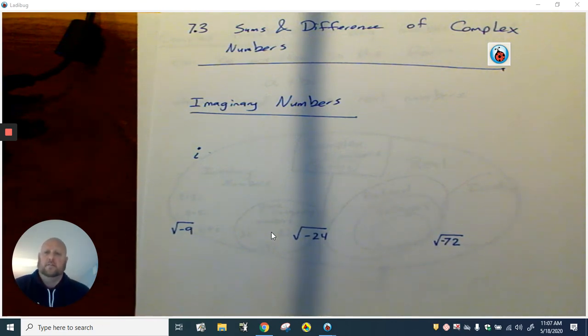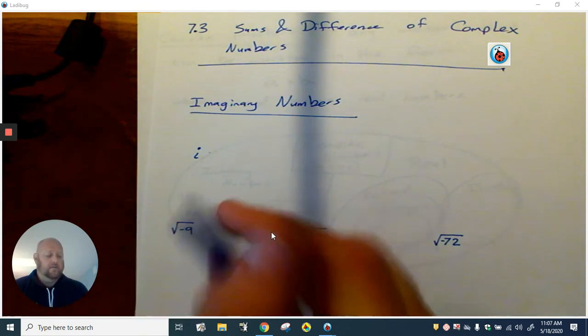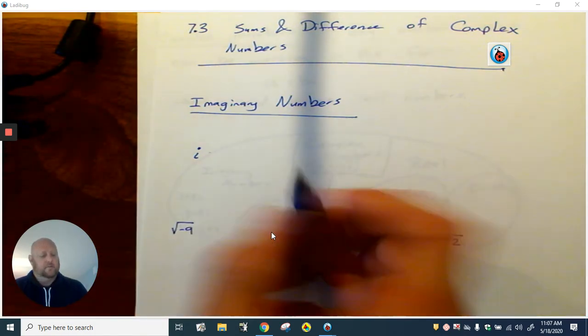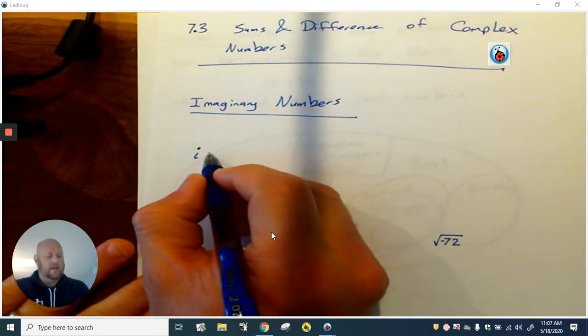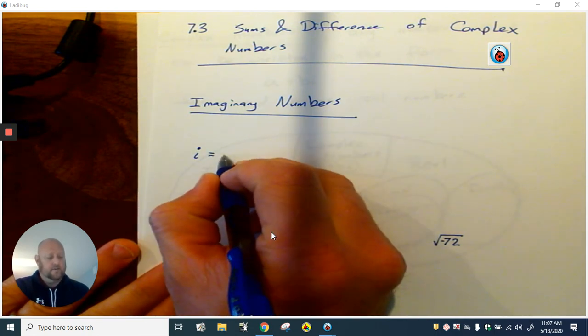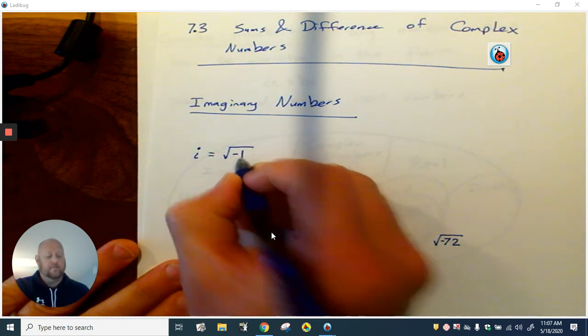Today I want to talk about section 7.3. It's called Sum and Difference of Complex Numbers. Basically, what we're dealing with is imaginary numbers. You've seen these before back in Algebra 2. We know i is the definition, or what it is equal to: the square root of -1.